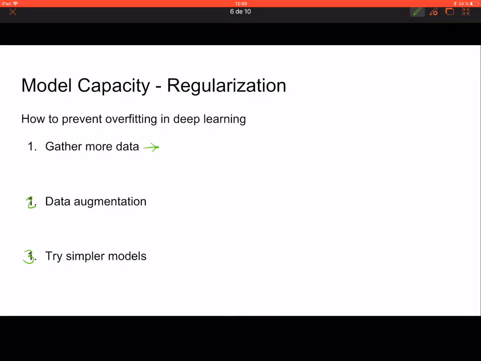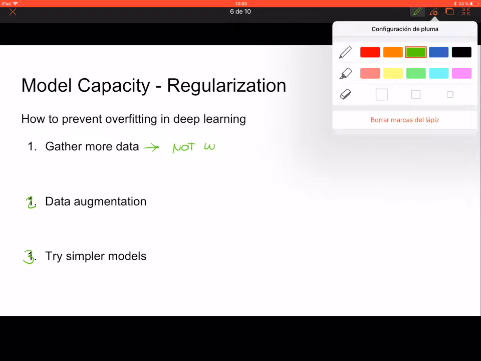We want to gather more data, and what we do then is basically we just go outside and collect more data samples. But this might actually not be possible. So this might actually be difficult. Collecting new samples is not always possible.